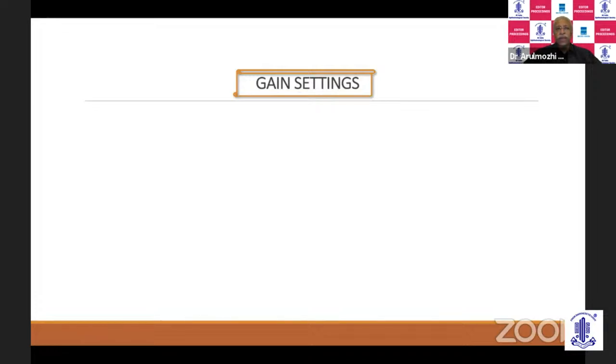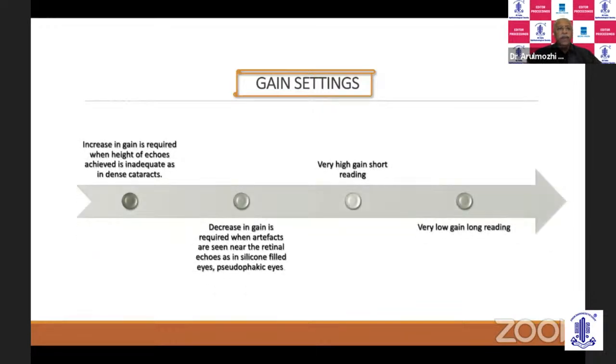Gain settings are for getting different levels of gain when you need it. Increased gain would be required when the height of the echoes is inadequate. This occurs most often in a very dense cataract, where the sound transmission drops and you need to increase the gain. From a normal standard setting of somewhere between 50 to 60%, you might have to go to 80, 90, even 100%. Decrease in gain is required when there are artifacts near the retinal echoes, which you would typically see in pseudophakic eyes or silicone oil-filled eyes.